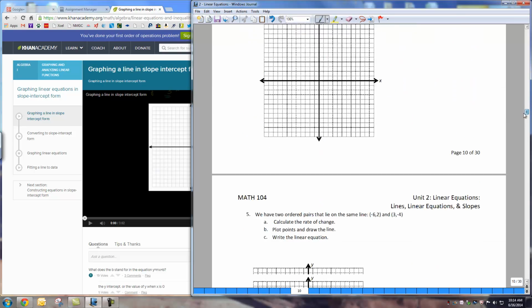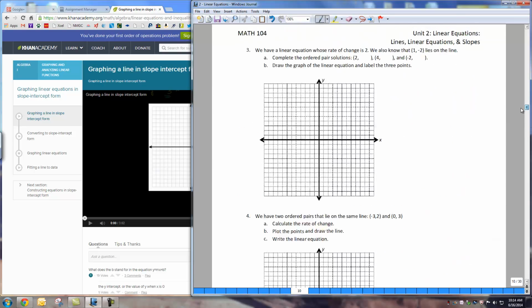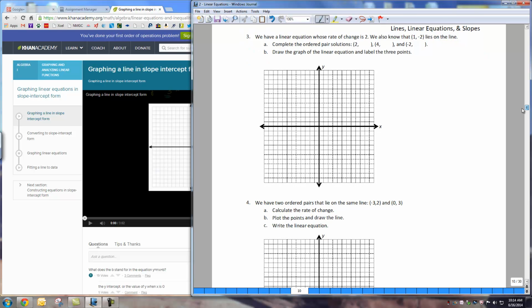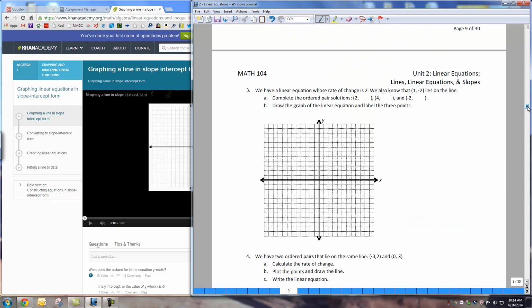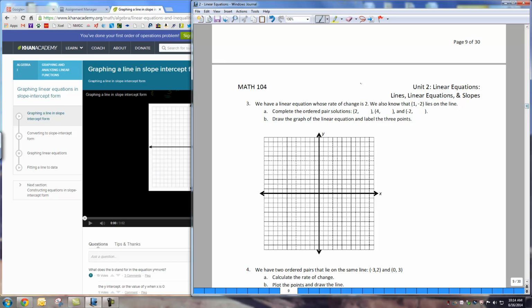Now let's actually get in and construct some lines. We have a linear equation whose rate of change is 2. They tell you right off the bat that it is a linear equation, so the slope of 2 is constant. We also know that (1, -2) lies on the line. First, complete the ordered pair solutions: (2, something), (4, something), and (-2, something).